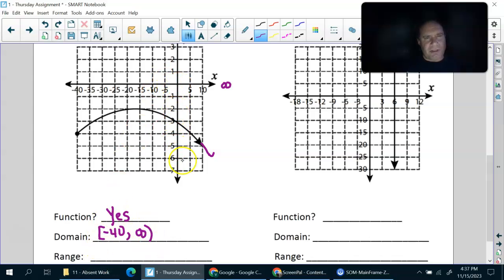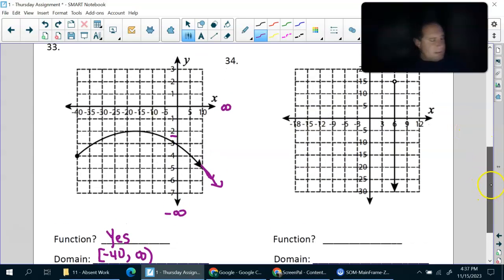The range, we're going to go to the lowest part of the graph. This is already going all the way down, so this is negative infinity down here. The highest point of this graph is negative 2, sorry. So that's negative 2. And we're going to put a bracket because it reaches negative 2, and negative 2 is a part of that range.